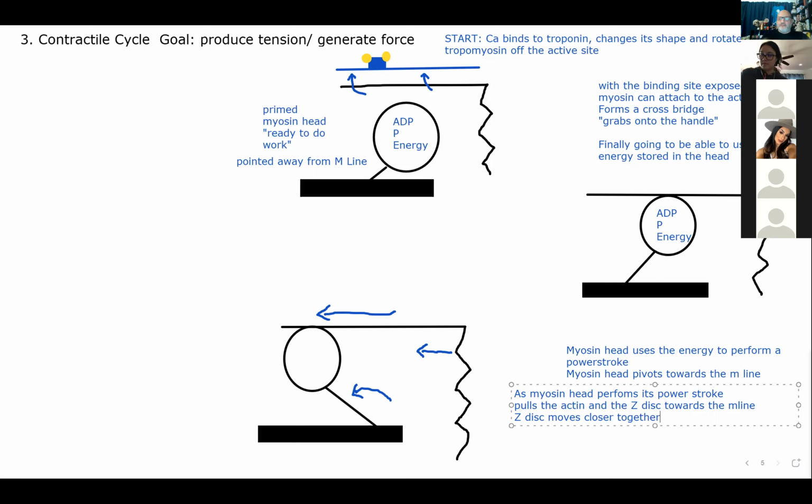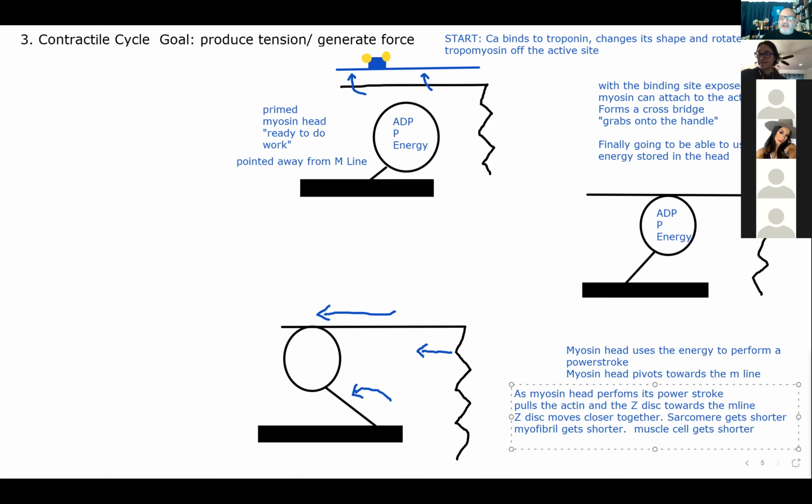And as our Z discs are closer together, what happens to the size of our sarcomere? Make it smaller. Excellent. It shortens, it gets shorter. Remember, this is not just happening in one sarcomere, but it's happening inside the entire myofibril. So when the sarcomeres get shorter, what happens to my myofibril? It gets shorter. My myofibril is connected to the muscle cell. So when the myofibril gets shorter, what happens to the muscle cell? It's shorter.